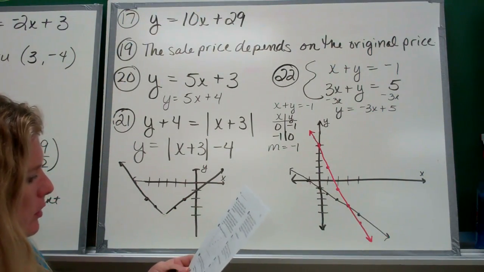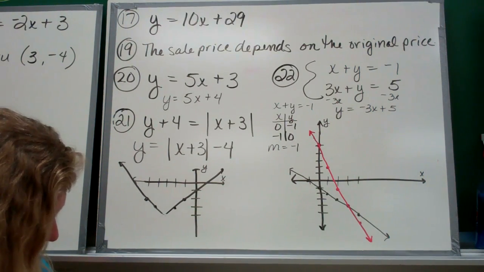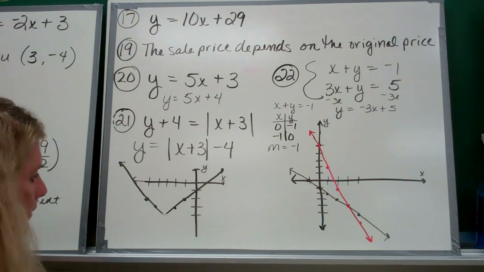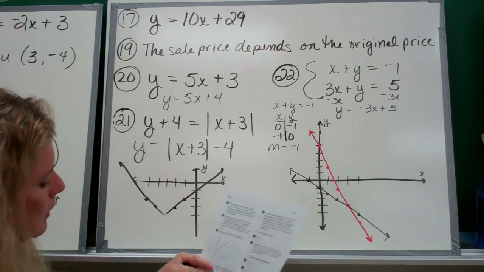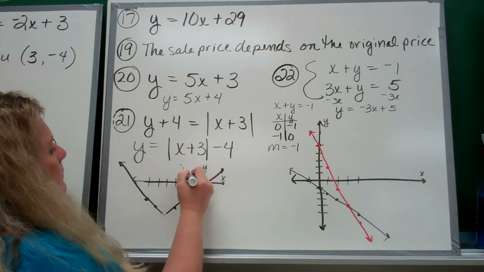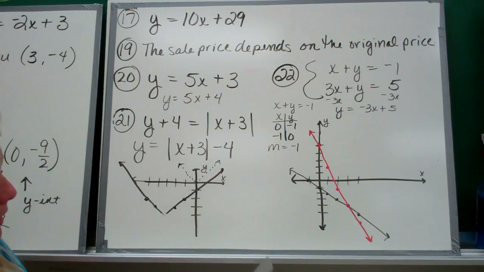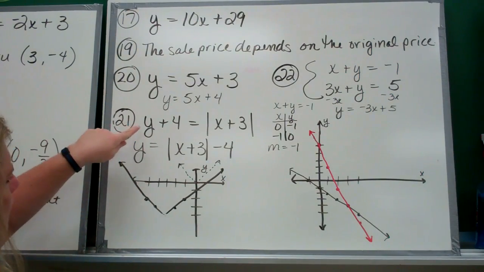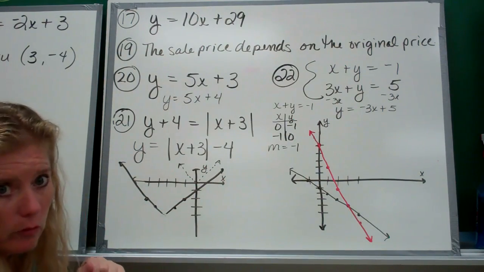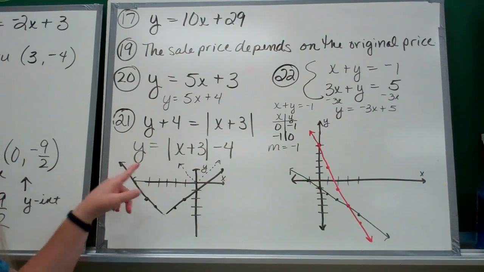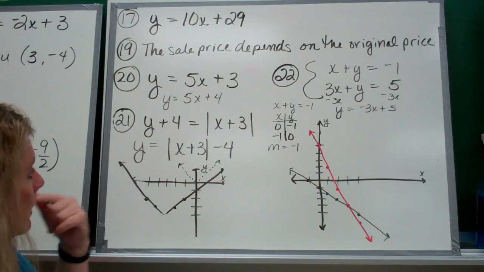21. Without using graphic technology, sketch the parent graph and translate it to obtain the graph of the given function. I didn't sketch the parent graph, shame on me. But the parent graph is simply a V right there. So to graph this, we've got y plus 4 equals the absolute value of x plus 3. Move the 4 over, so you subtract it. y equals the absolute value of x plus 3, minus 4.